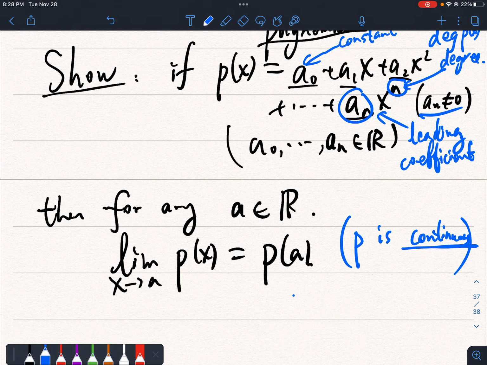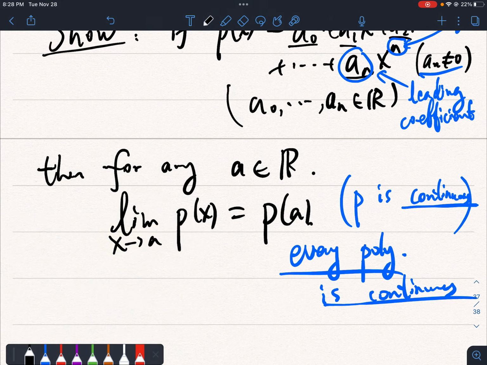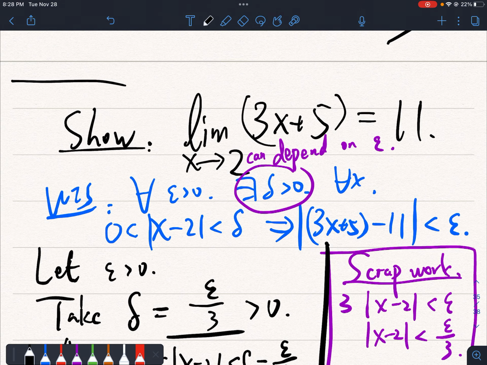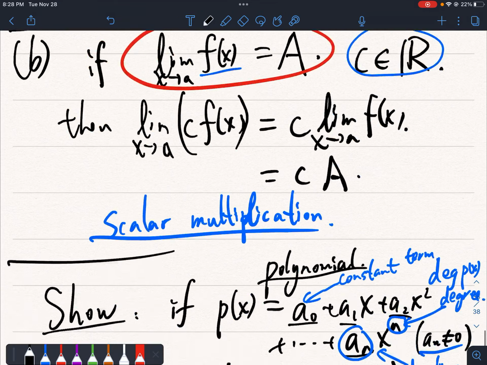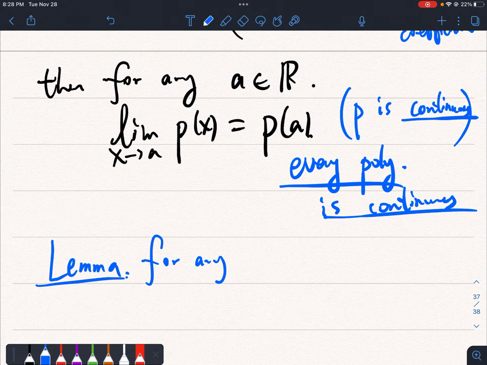Okay, so this statement shows that every polynomial is continuous. So how do we show it? First, we can mimic the proof. To make it even simpler, to prove that the limit of x exists, we first want to show a lemma, which is extremely easy to show. I will leave it as an exercise.